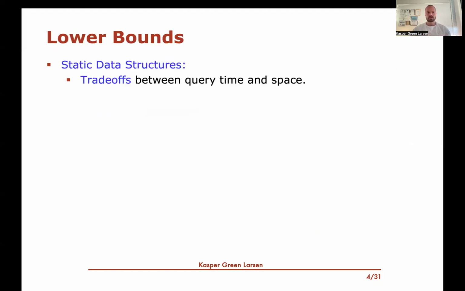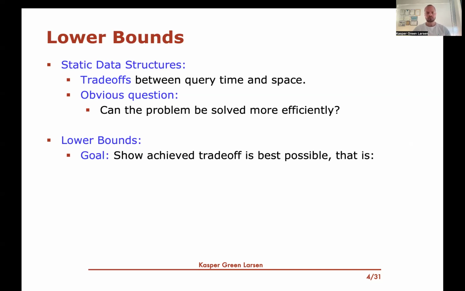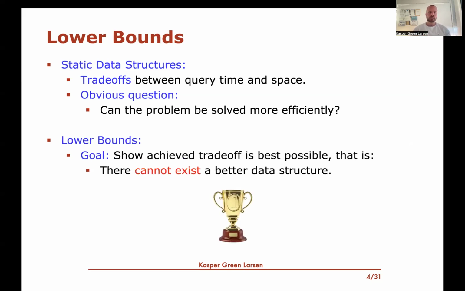So as you see, in static data structures, it's basically a trade-off between the query time and the space. We can always pre-compute and store all the answers, but that's going to take a lot of space. So basically, when we have a data structure, the natural question to ask is: is it possible to solve this data structure problem more efficiently than we have? And so lower bounds basically try to answer this question. We want to prove that some trade-off achieved by a data structure is the best possible. In particular, that there cannot exist a better data structure, because then we can stop trying to develop them and just use the ones we have. They are the best possible.